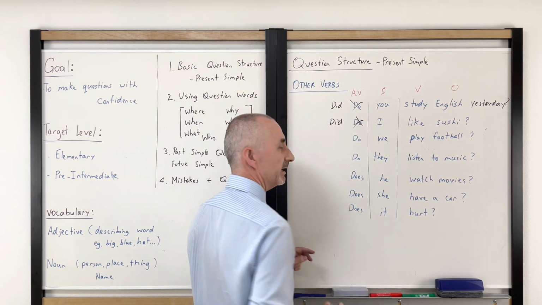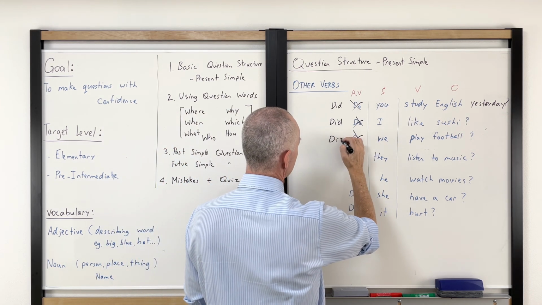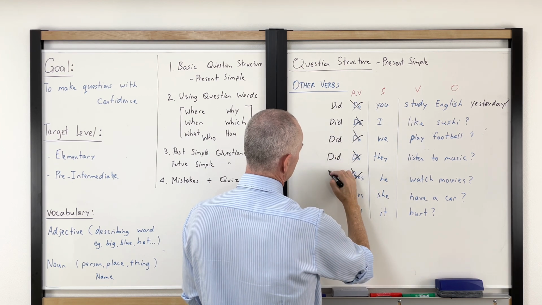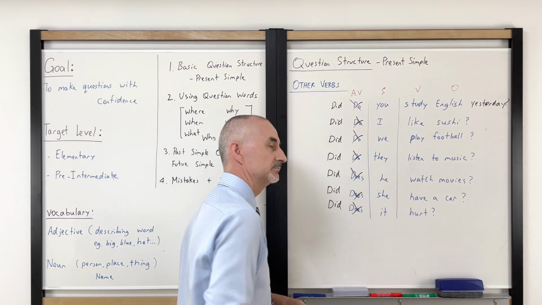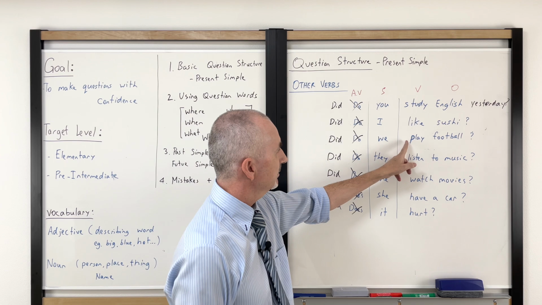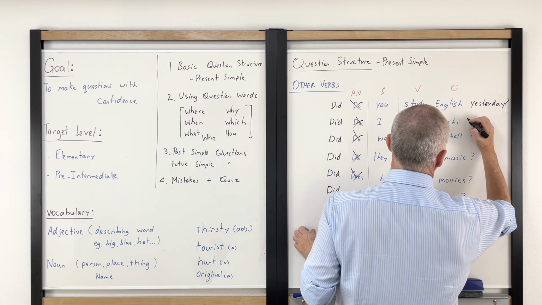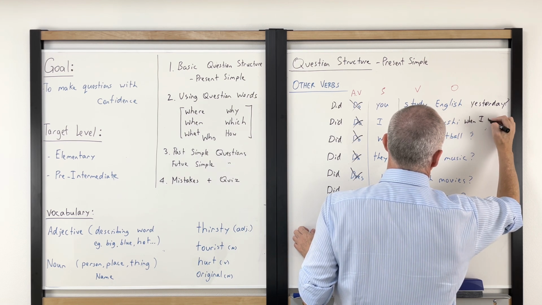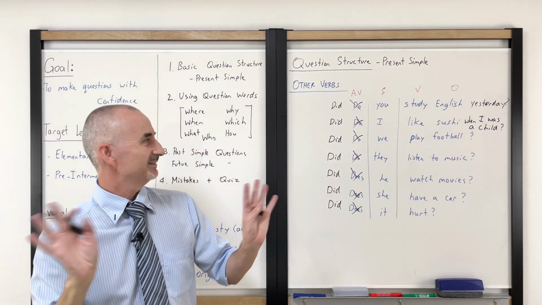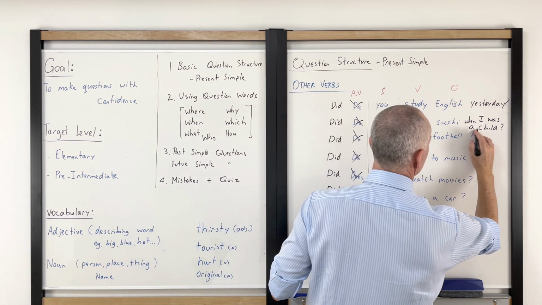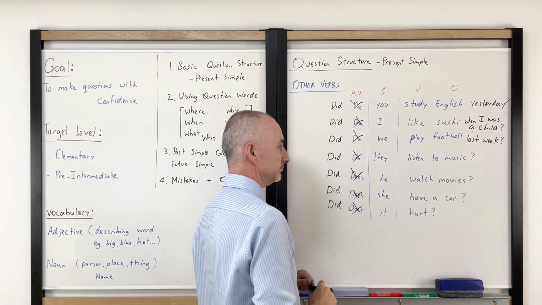Did. In fact, I can change all of these to did immediately. I can just go did, did, did, did, did. These are all did. The verb here doesn't change. Okay, so did I like sushi when I was a child? No, I didn't. Did we play football last week? Yes, we did.